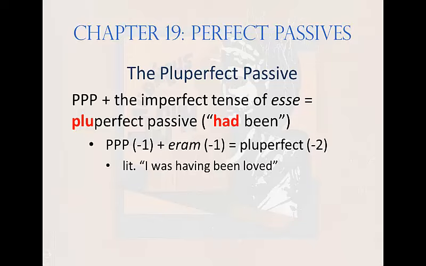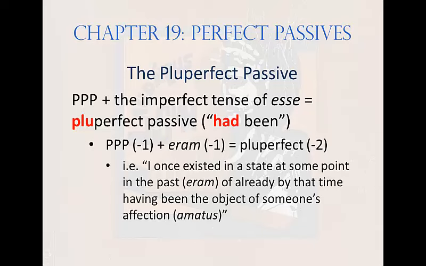These two Latin verb forms together mean literally, I was having been loved. That is, I once existed in a state at some point in the past, eram, of already by that time having been the object of someone's affection, amatus, which is a very complicated way of saying I had been loved.